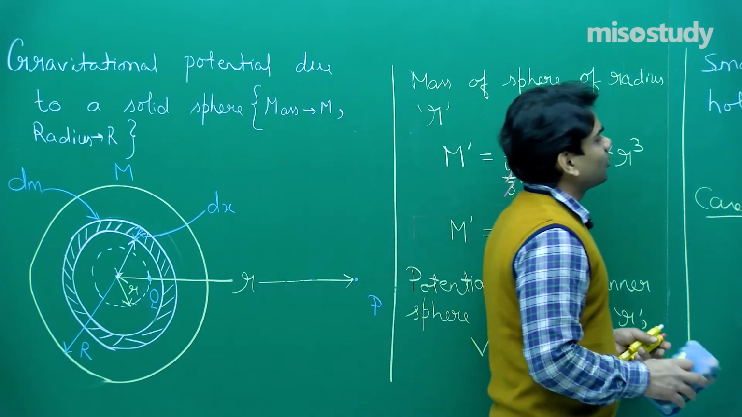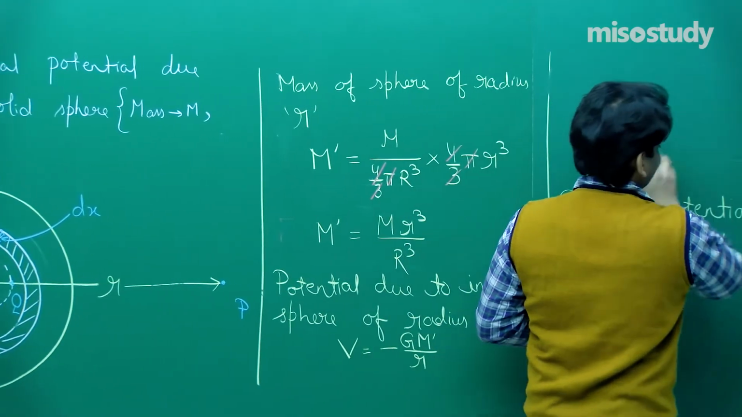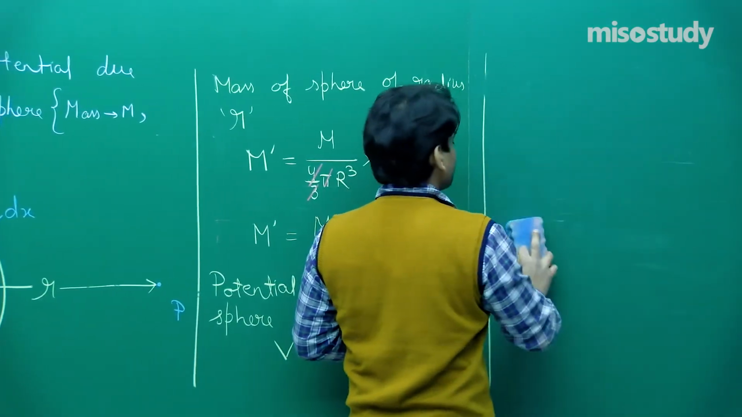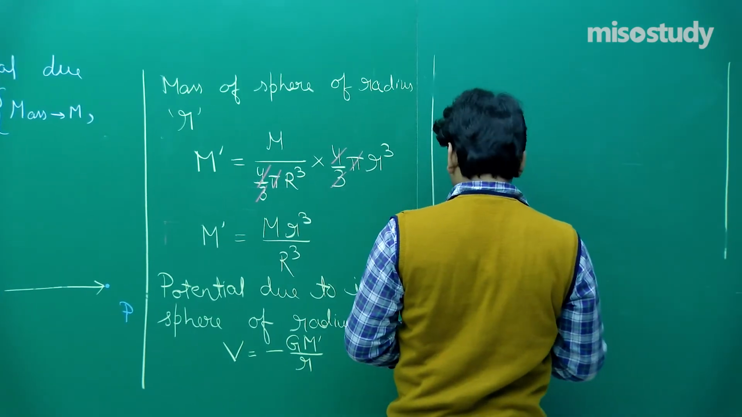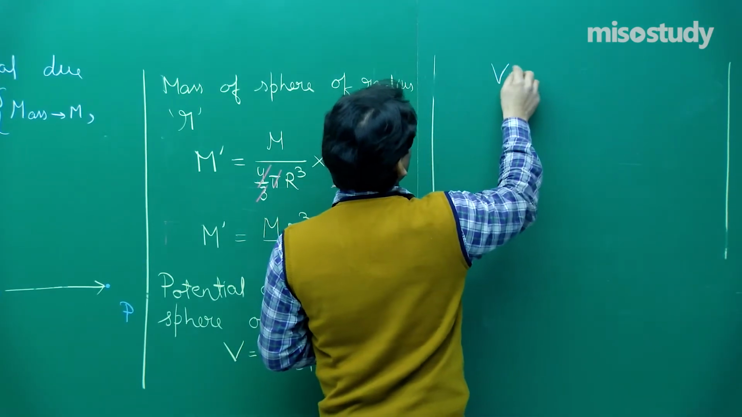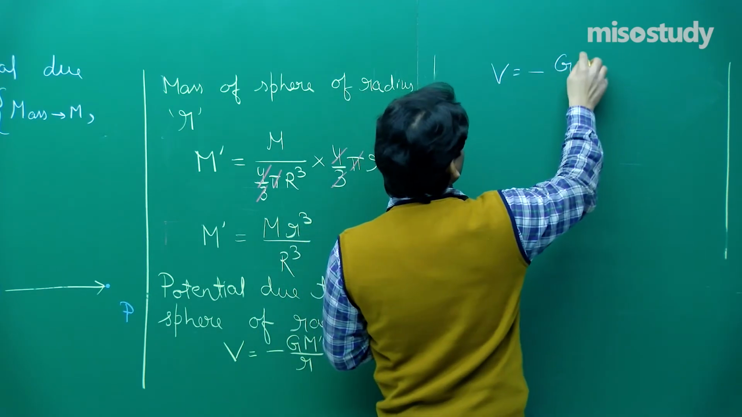Now, let me rub this part, and we will be solving the second case. We will be obtaining V is equal to minus g m dash. M dash is m r cube by R cube.